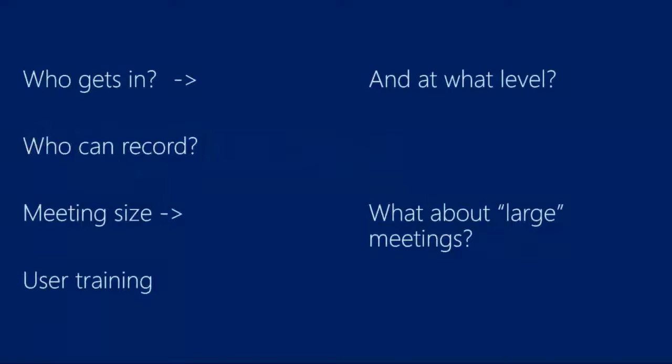Policy concerns are basically this list right here. Who can get in, who can do what, who can record, who can share, who can do maybe a PowerPoint presentation. At what level do you want to allow that? Meaning that maybe you've got a group of users that really need to organize big meetings. Maybe they're executive admins for the CXO level, and you want to be able to allow them to put together maybe a quarterly meeting with 500 people.